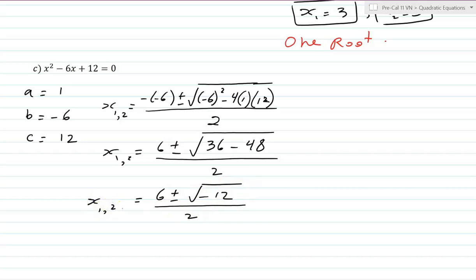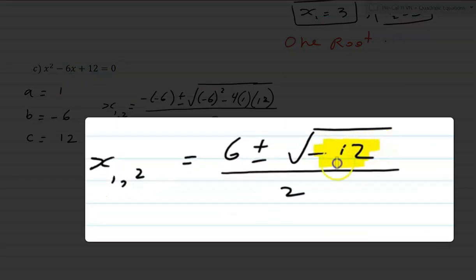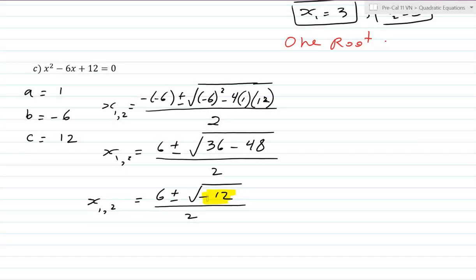All right, now here's the problem. 6 divided by 2, that's okay, but look at the inside of this radical. That's negative 12. From the radical unit, we know that the radicand cannot be negative. If it is, it doesn't have a real root. So this entire thing is undefined.